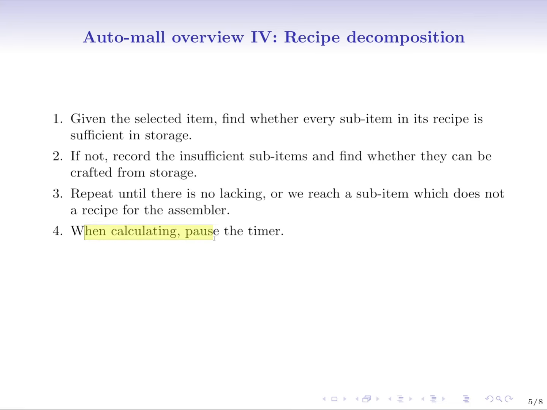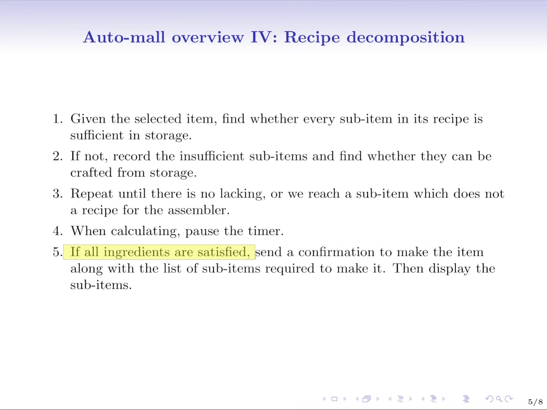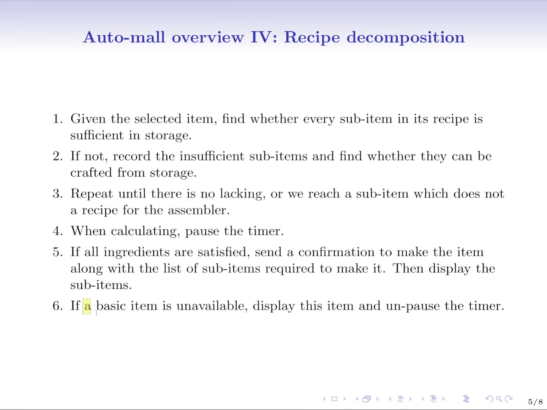And when calculating this, I want to pause the timer because if I set the timer to be super short, I don't want to run out of time when calculating the sub-recipes. And if all ingredients are satisfied, I would send a confirmation to make the item, along with the list of all the sub-items that I want to make. And I want to display these sub-items. And finally, if a basic item here is not available, then I will display this missing item and unpause the timer and let it run to the next request.